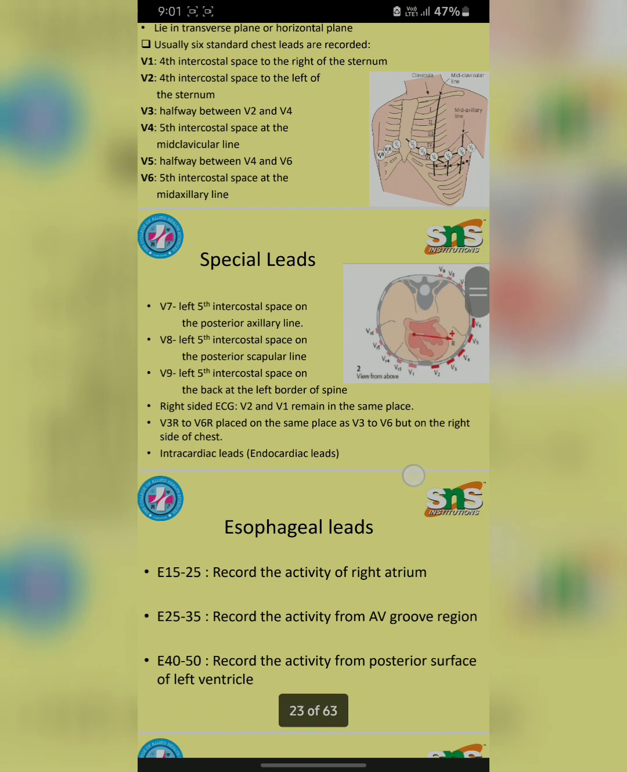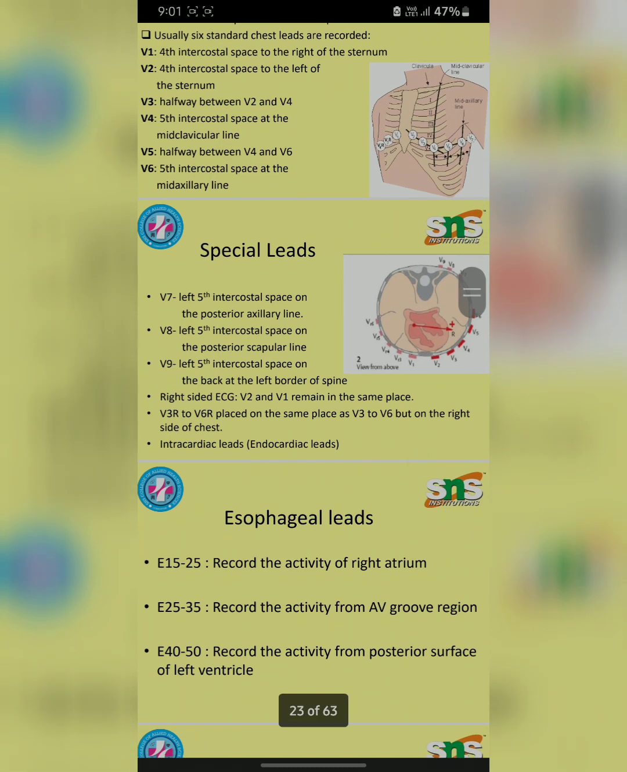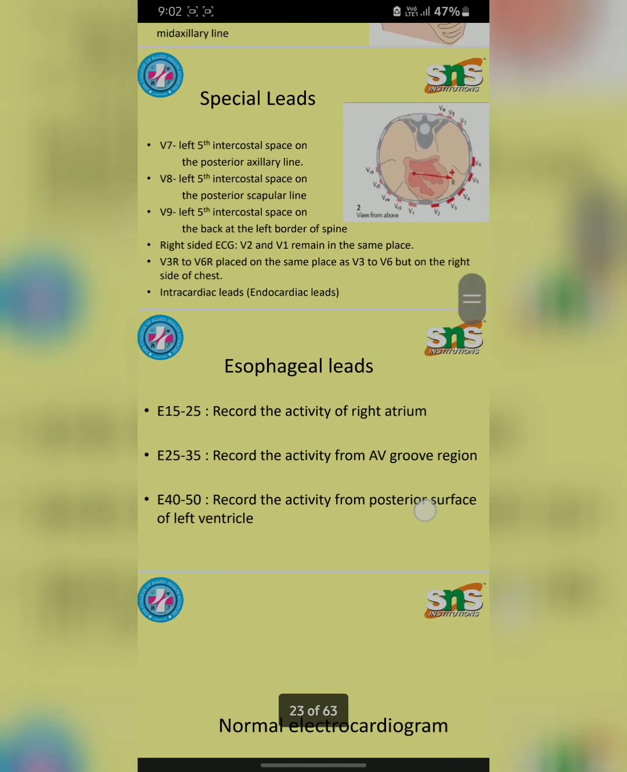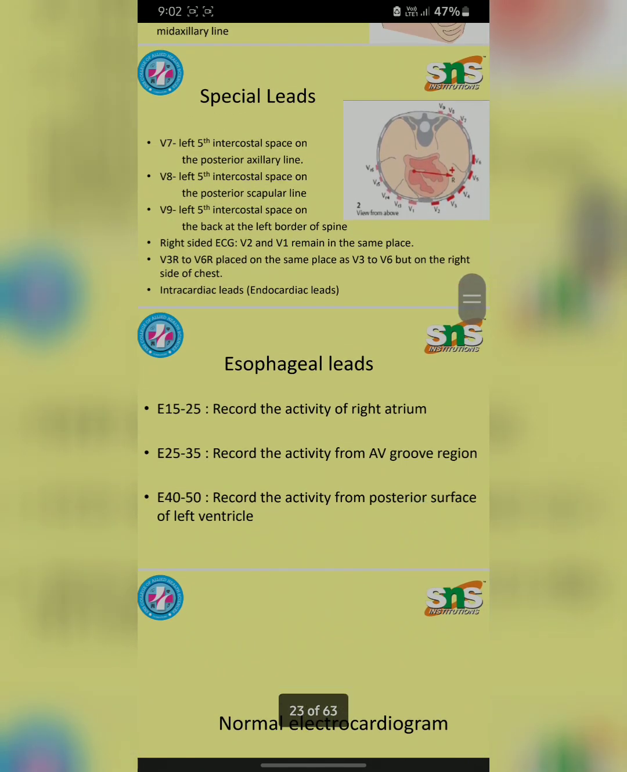Esophageal leads. V15 to 25 record the activity of the right atrium. V25 to 35 record the activity from the AV groove region. E40 to 50 record the activity from the posterior surface of the left ventricle. Here you can see the normal electrocardiogram.